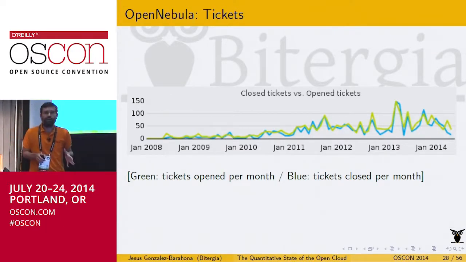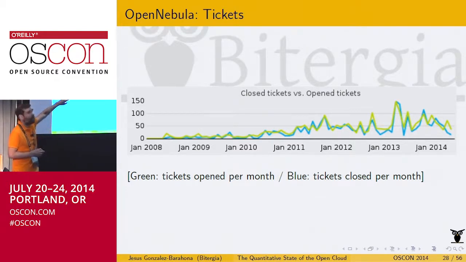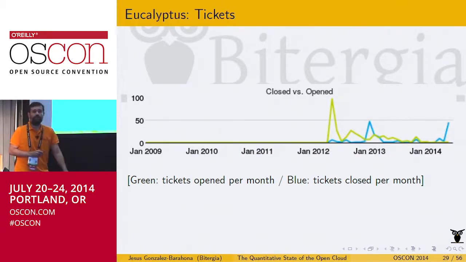Drilling down a bit with tickets, here you have tickets opened versus tickets closed. So green is tickets opened, blue is tickets closed. You can see how in the case of OpenNebula, both lines are very close to each other. So they are basically opening and closing tickets at the same rate. This is a bit different. You can see how there is a spike in opening tickets, then there is a spike in closing, but later, and well, there is some follow-up, and then now the thing is starting to diverge again.